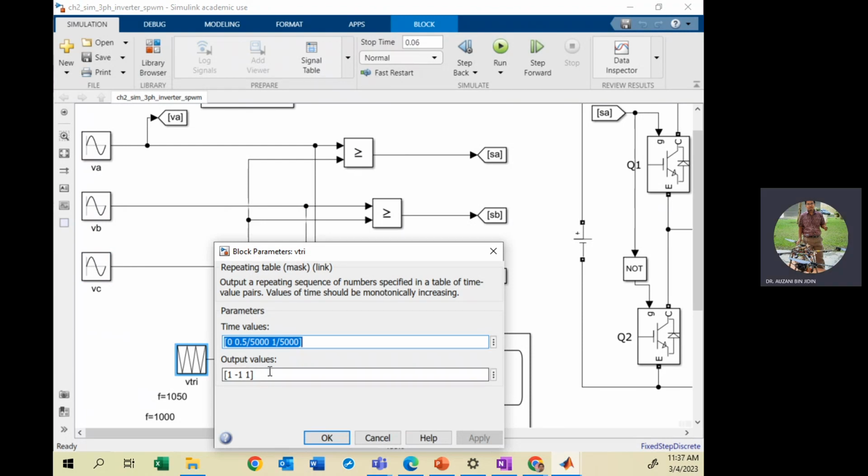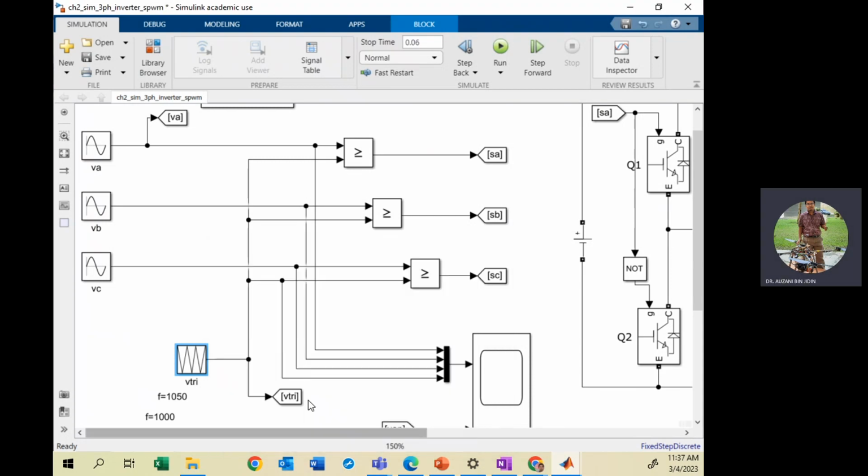So actually this triangular will produce amplitude is 1, where it will vary between 1 to -1. And the frequency here, maybe I put 500 first, because we want to see clearly the effect and the comparison between the modulating signal and the triangular. So that's why I put a very low frequency here. And then I can simulate.